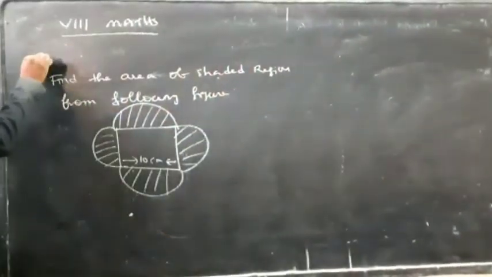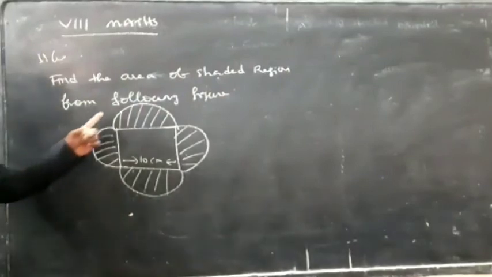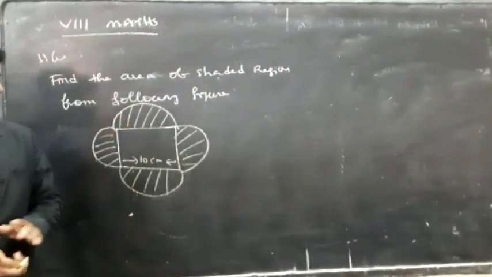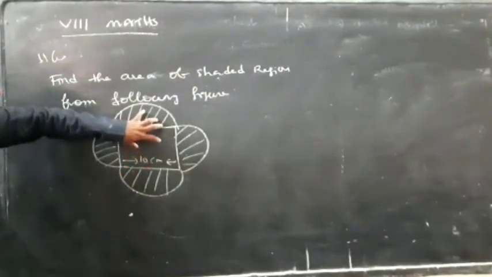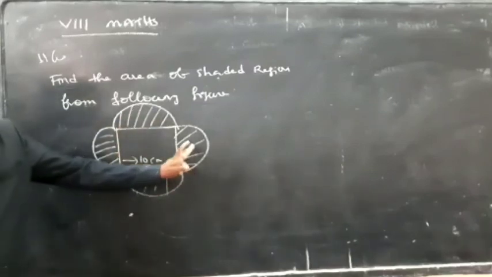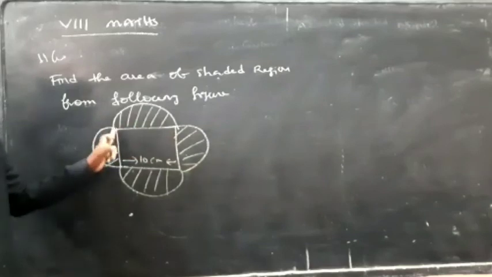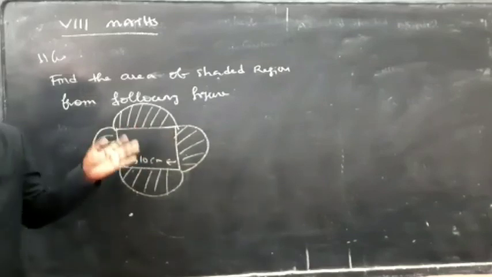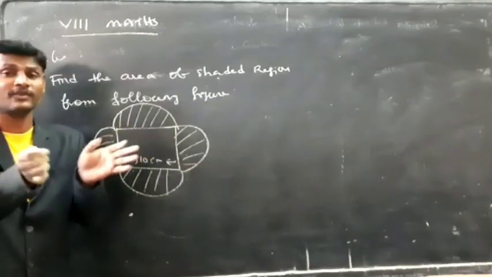This is homework for today. Find the area of the shaded region from the following figure. To find the area of the shaded region, you have to find the area of the semicircles, each one separately. Then add up the areas of all the semicircles.